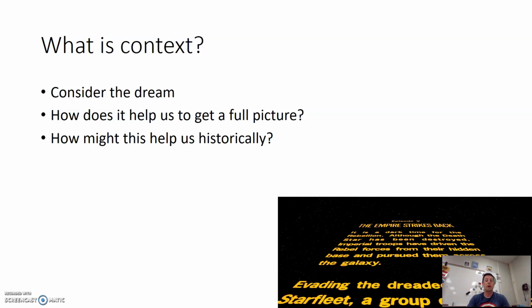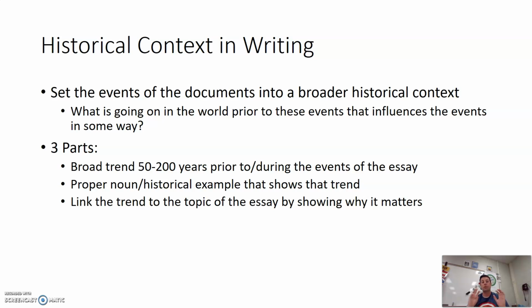So we want to draw attention, especially in our writing, for the reader to those things. There are three parts to historical context in writing. Number one, a broad trend that is going on. We want to shoot for like 50 to 100 years prior to the events. So for example, if I'm talking about the Civil War, 50 to 100 years prior puts me kind of at the beginning of the United States.